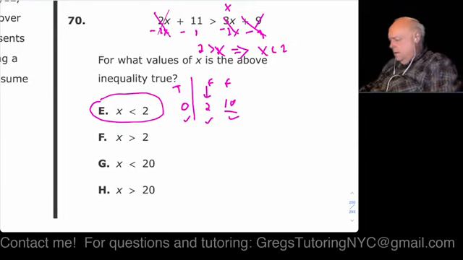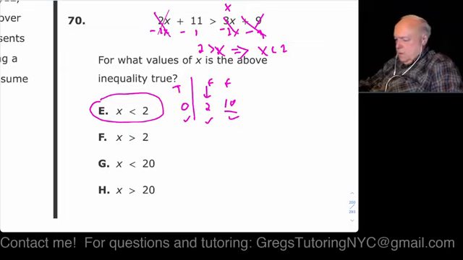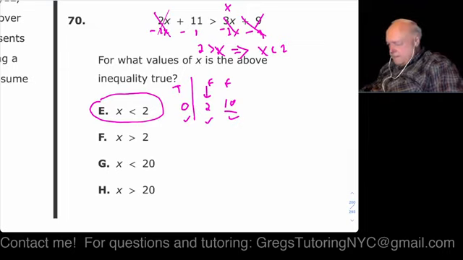Let's see, 71. Looks like a geometry question. 72 is geometry. 73 is geometry. 74, not quite algebra, so we're going to skip that. 75 we did already. 76 doesn't look like algebra either. 77, no, that's mixed decimals. Actually, we did 77.